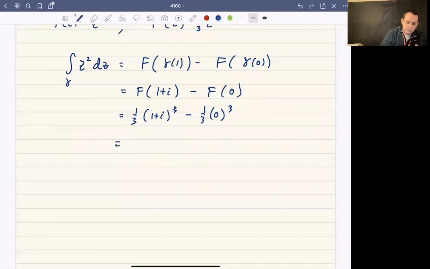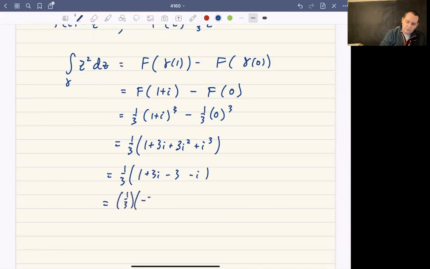But now 1 plus i cubed is going to end up being 1 cubed plus 1 squared times 3i plus 1 times 3i squared plus i cubed. And that's going to work out to be, so this is 1/3 of 1 plus 3i minus 3, and then i cubed is minus i. So minus i. And that works out to, let's see, 1 minus 3 is negative 2. And 3i minus i is plus 2i. And that's why we kept always getting the same answer, negative 2/3 plus 2/3 i.